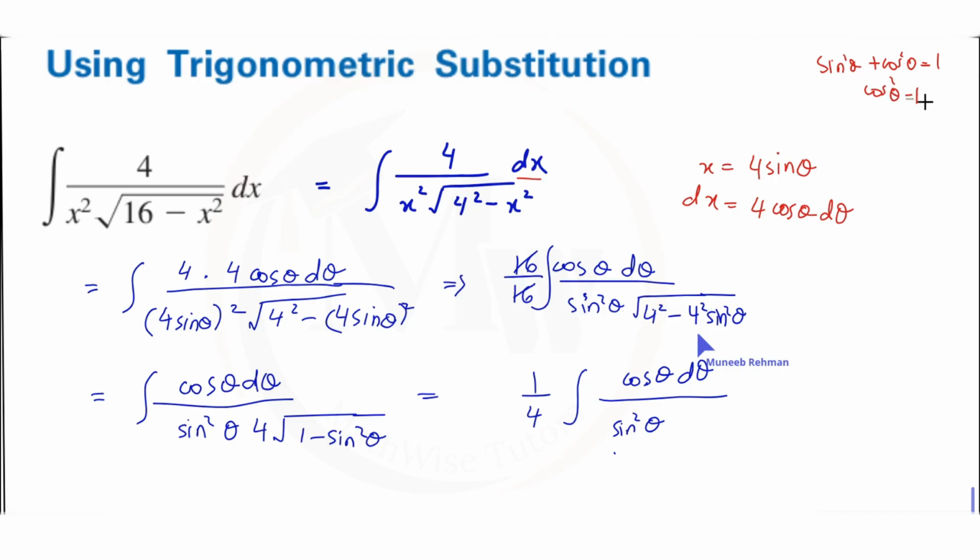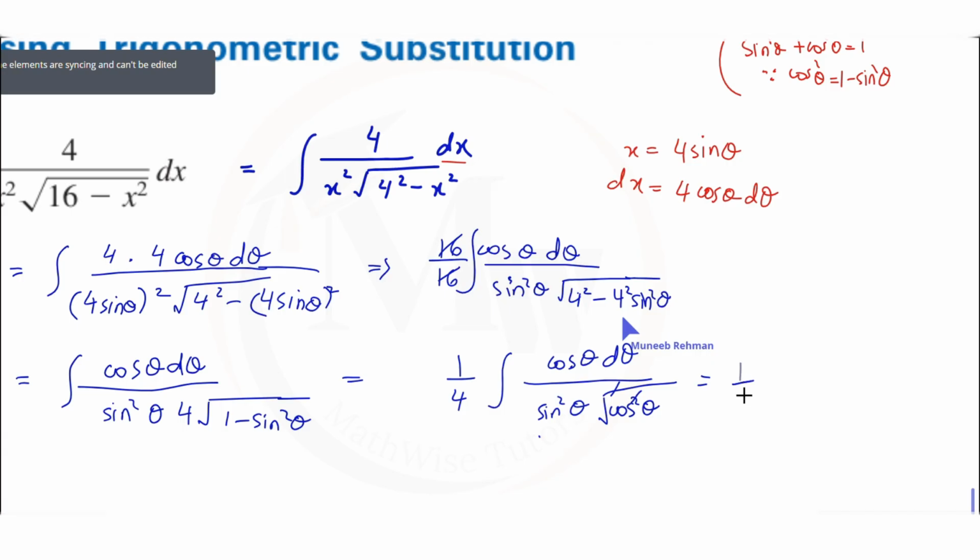That will be equal to 1 minus sine square theta. So instead of 1 minus sine square theta, we'll put cos square theta, right? So it will be cos square theta in the place of 1 minus sine square, under the square root. And now this square and square root will cancel out. And you have 1 by 4 cos theta d theta, and the denominator is sine square theta, and it's left with only cos theta. This cos theta cancels out. You are just left with d theta above, and the denominator is sine square theta.